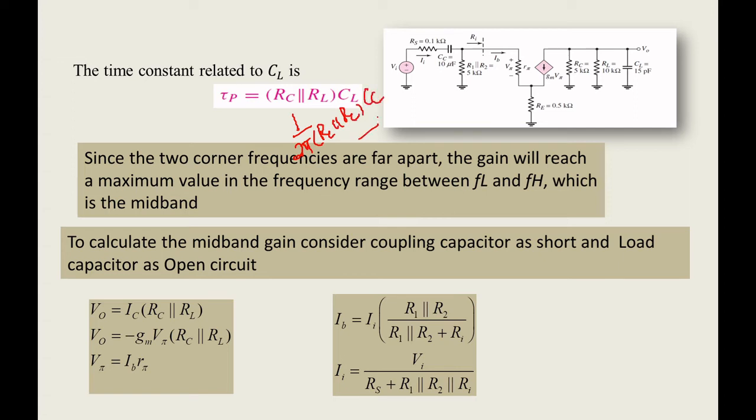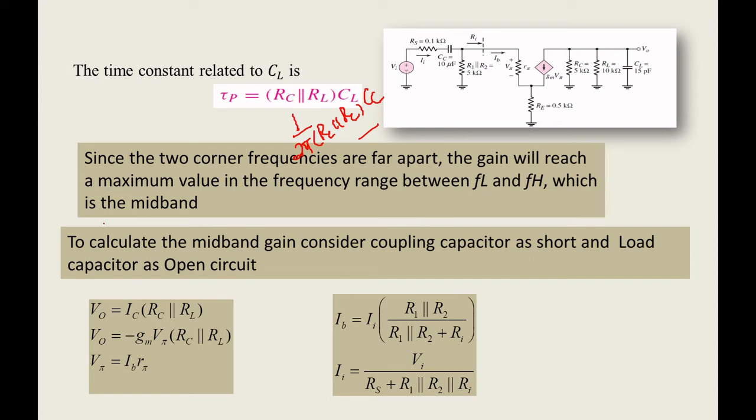So this is a different concept you want to understand. Cc is your input coupling capacitor, CL is your load capacitor. The load capacitor works dominantly only at the higher frequency, so that will be included in your higher frequency model. The input coupling capacitor works only at the lower frequency, it will not work at the higher frequency. That is the concept you want to understand here.